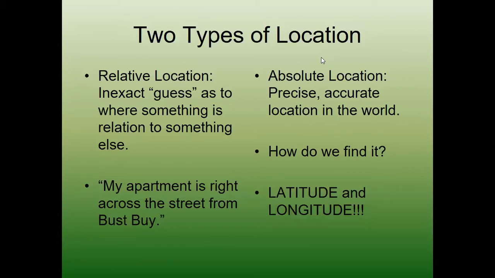So as you all know, a great example is, for me, my apartment building is right across the street from the Best Buy headquarters, right? I'm taking my location and I'm comparing it to something else. Now, an absolute location is what we're going to deal with today, and that is the precise, accurate location in the world. And how do we find it? We find it through latitude and longitude.